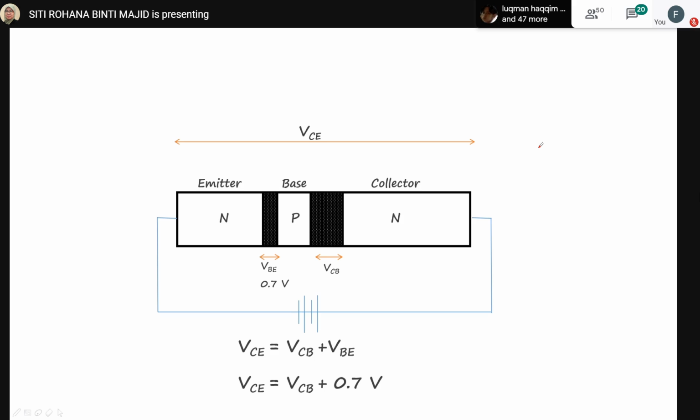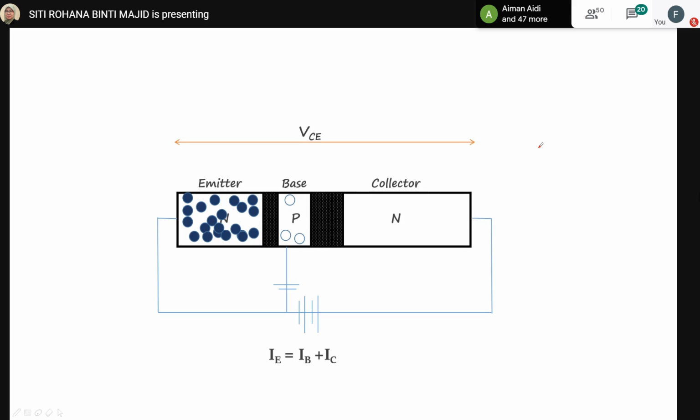That means none of the collector voltage can overcome the forward barrier potential. Hence, none of the free electrons in the emitter region can cross the forward barrier potential and be transported to the base. So at this point, the BJT will behave as an off switch.